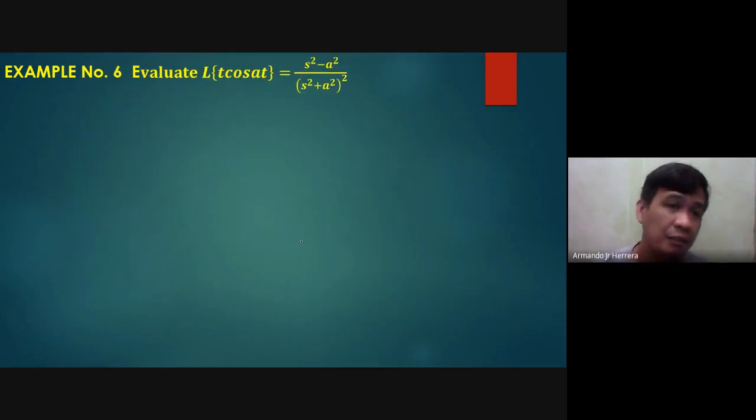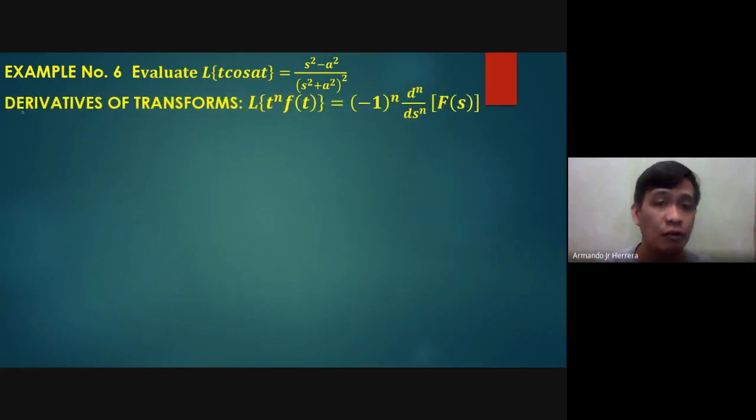So evaluate the Laplace transform of t cosine of at. That is equal to s squared minus a squared all over s squared plus a squared raised to the second power. So what we will be using here is derivatives of transforms. That is, the Laplace transform of t to the n f of t is equal to negative 1 raised to n multiplied by the nth derivative of that F of s with respect to s.